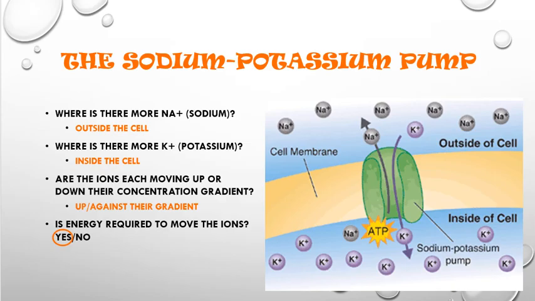And as we see here, we have more sodium ions outside of the cell. We have less inside of the cell. However, we will always see sodium leave from inside the cell to outside. In contrast, we have more potassium inside the cell. However, we see more potassium come inside. In order for sodium to leave and potassium to come in, we need ATP to power this process.